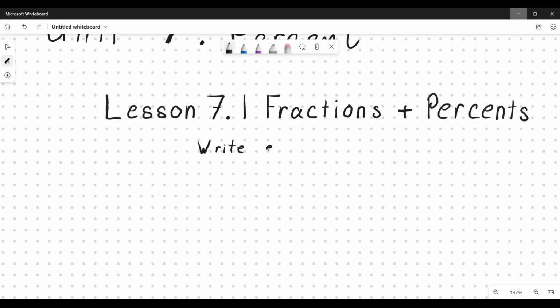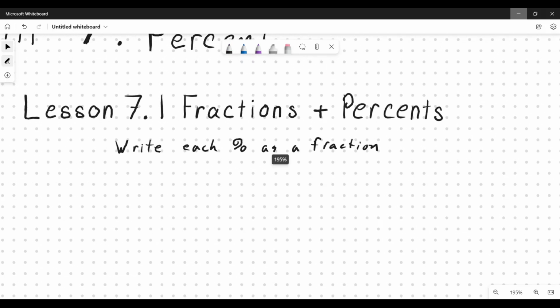Write each percent as a fraction in simplest form.